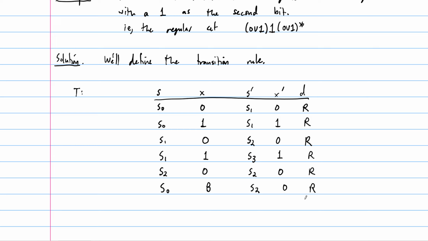So that's not a final state. And then the other option is that from S1, it could be blank. So from the second position, it could just be 0 or 1.